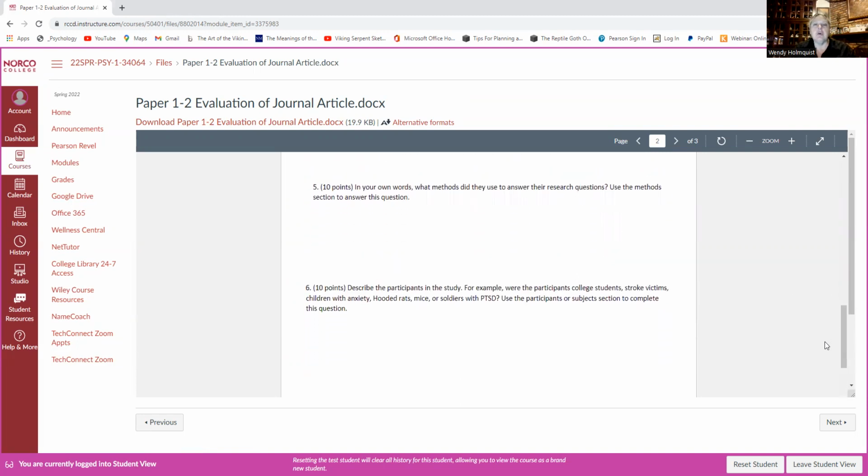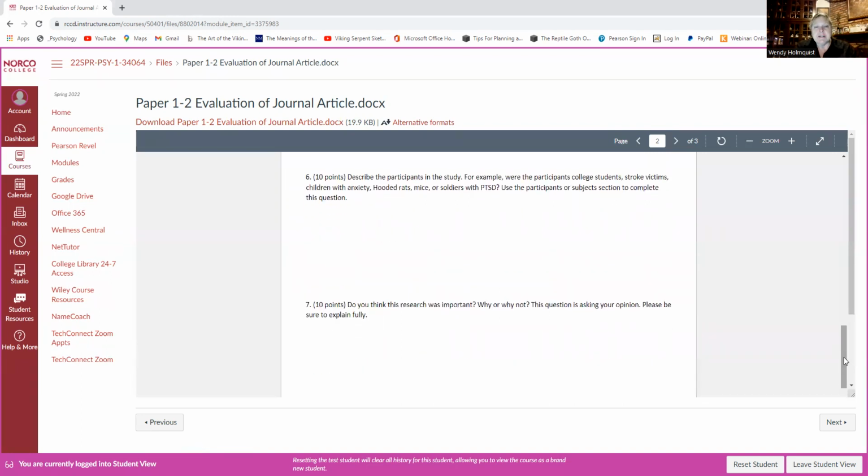Next question, in your own words, what methods did they use to answer the research questions? Use the methods section to answer this question. In other words, I don't want you to cut and paste the research methods section onto your new paper. That is not what I'm looking for, and that will get you 0 points on that section. What you need to do is look at that and explain how they did it. Just use your own words to the best of your ability and tell me how they did the project.